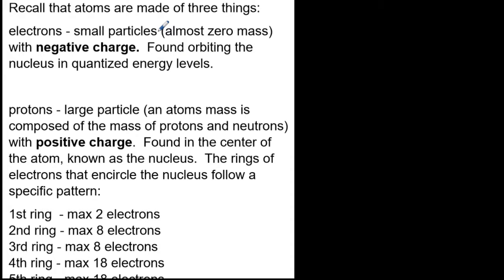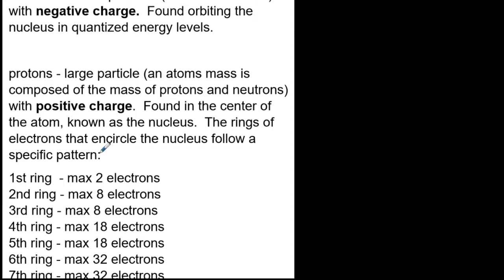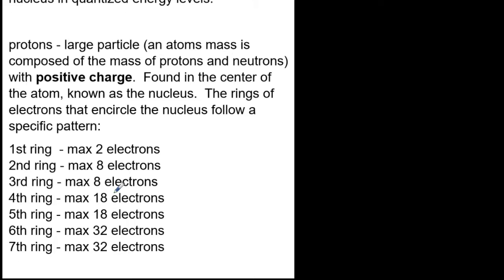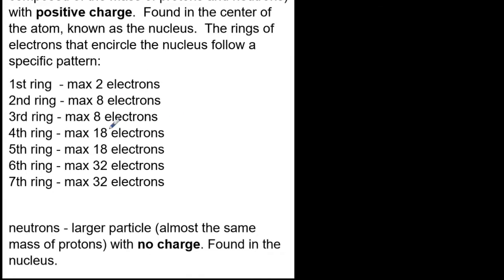The rings of electrons that encircle the nucleus follow a specific pattern. The first ring has a maximum of 2 electrons. The second one has a maximum of 8, third a maximum of 8, fourth and fifth have a maximum of 18, and sixth and seventh have a maximum of 32. This will come in handy when we're doing the Bohr diagrams.